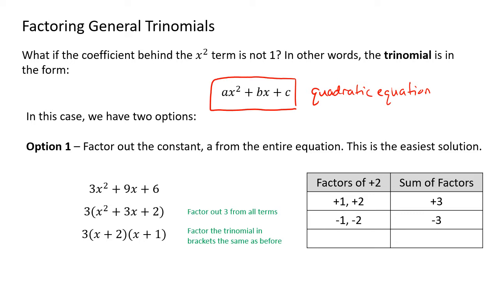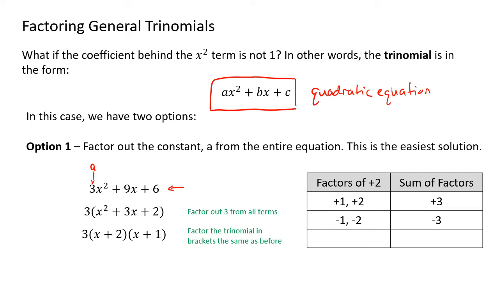The first option is if you have something like 3x squared plus 9x plus 6. All of them have a common factor in them, and that's 3. 3 happens to be the coefficient in front of the x squared term, or the a term. So if you factor out the 3, you're left with x squared plus 3x plus 2, and you can factor it just like you would normally, because you have a 1 behind the x squared term.